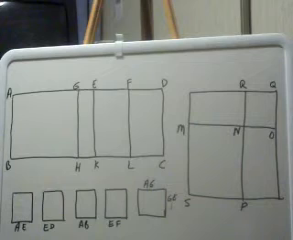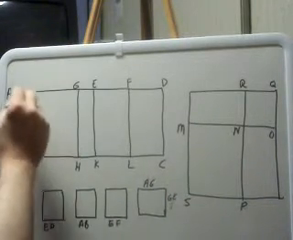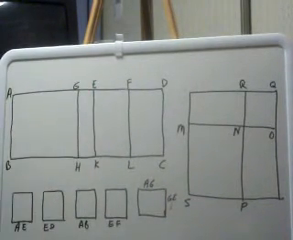Therefore, AE is incommensurable with AB. This length is not commensurable with this. And that's by Euclid Book 10, proposition number 13.